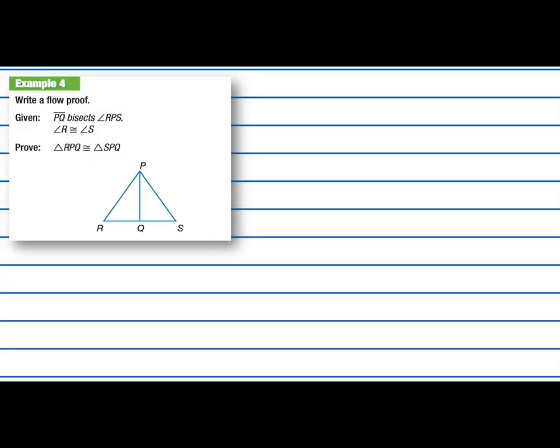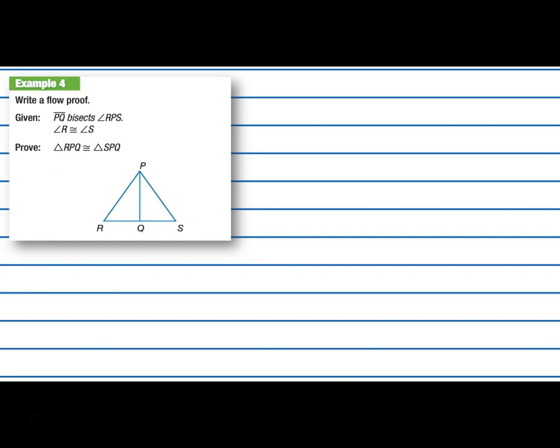Alright, so let's go to example 4. This time we're going to do a flow proof, which is just going to show you with arrows how it would go. So a little different than a two-column proof, but the same logic. First thing we want to see is that we are given that side PQ bisects angle RPS, and angle R is congruent to angle S. And then we want to prove that this triangle and this triangle are congruent.